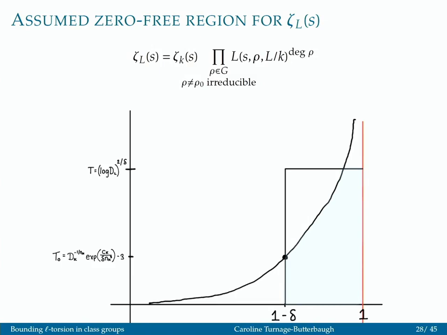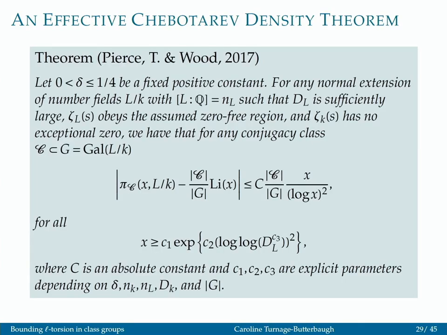And so what's shaded in very light blue that you might not be able to see is the assumed zero-free region for the entire function. If you're already worried about, well, wait a second, how do you know where this intersects? We're going to make sure all our discriminants follow certain bounds, so this is the picture that we have. OK, so this is the assumed zero-free region that we take for ZL. And by assuming this, we can prove the following effective Chebotarev density theorem.